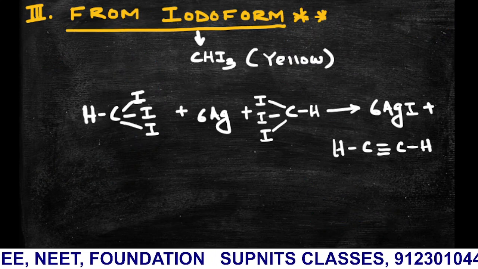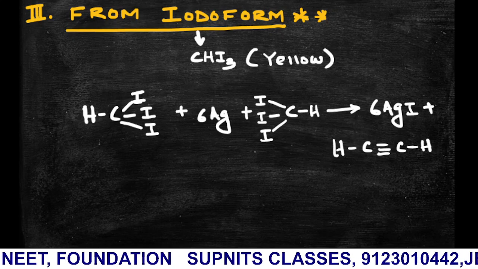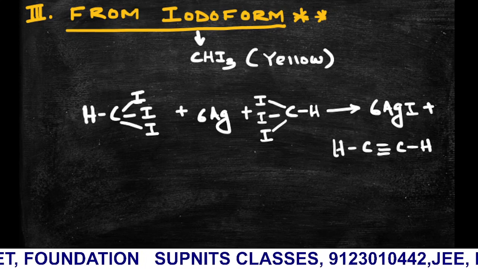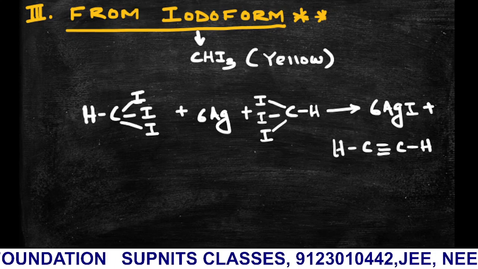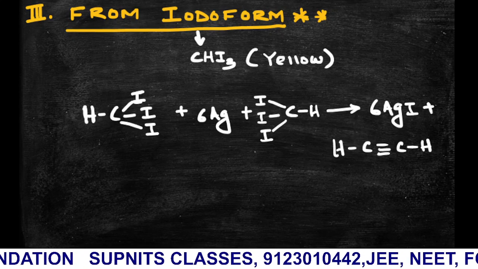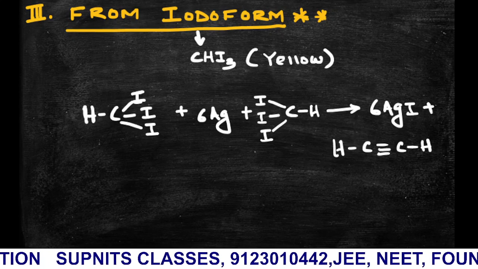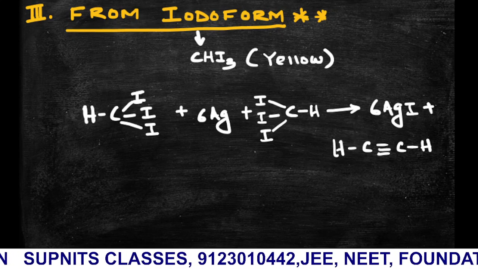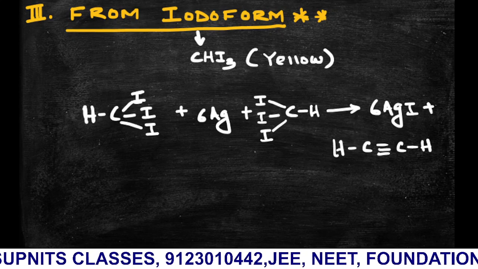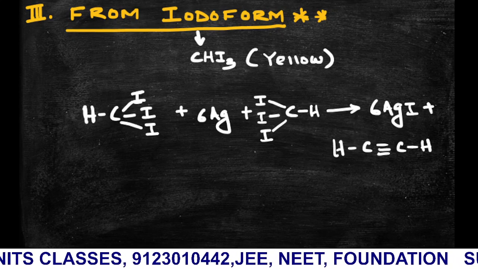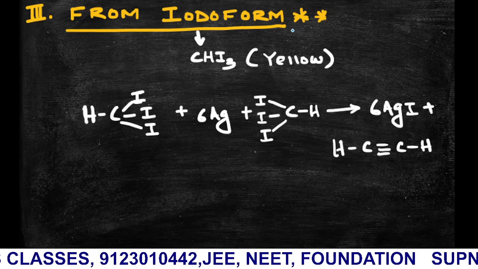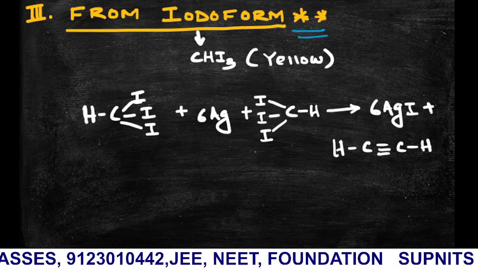Now, our next method of preparation is from iodoform. First question should arise in your mind, what is iodoform? Iodoform is CHI3. It's a yellow color precipitate. Very often it will be used as a test methodology for identification of various kinds of organic compounds. So iodoform reaction is very important. That's why I have marked star over here.